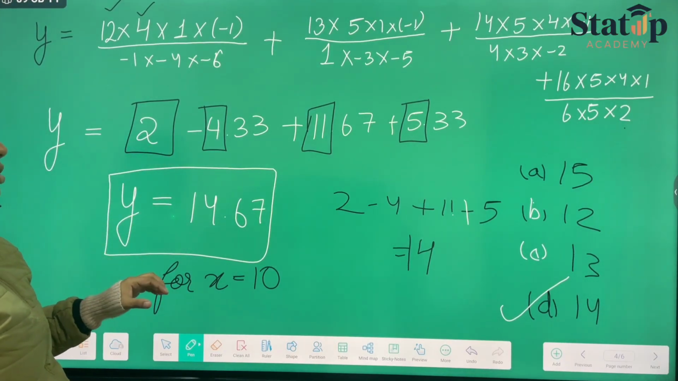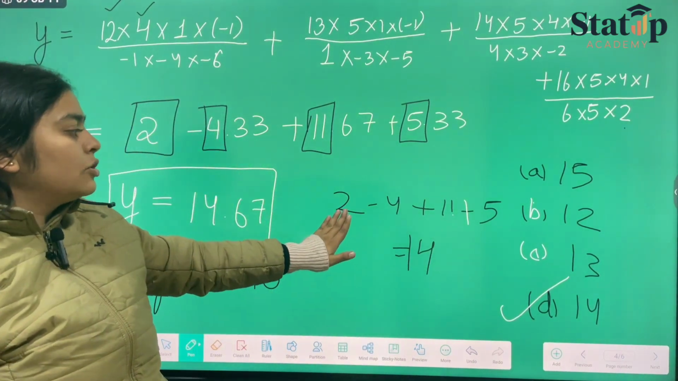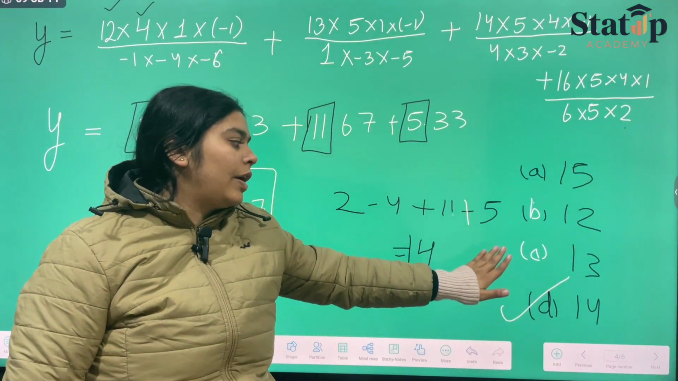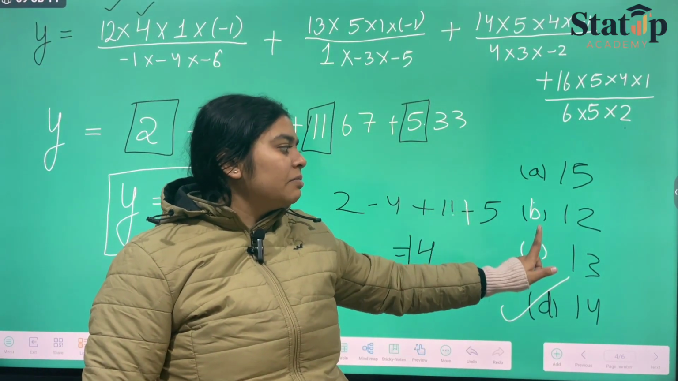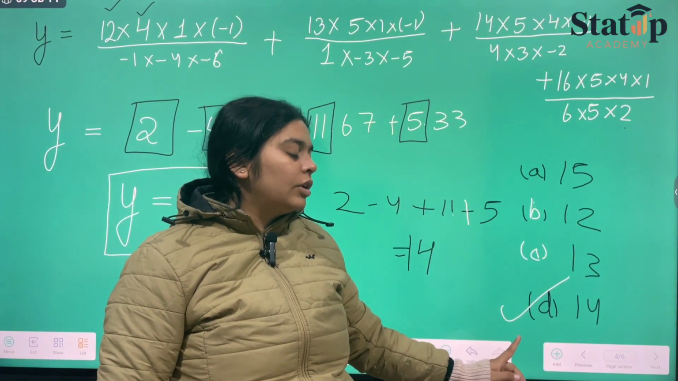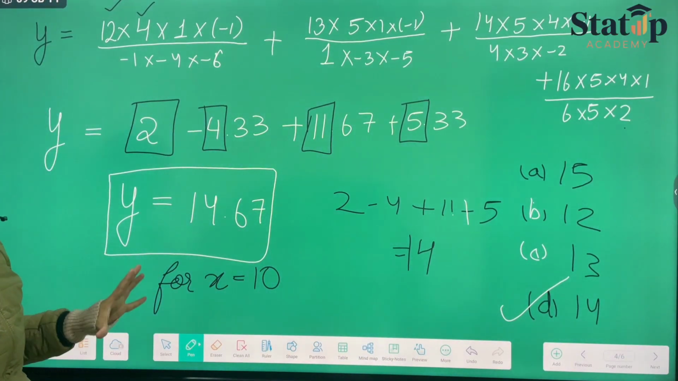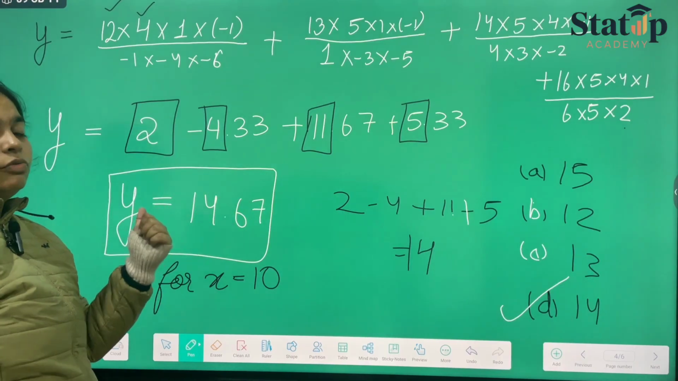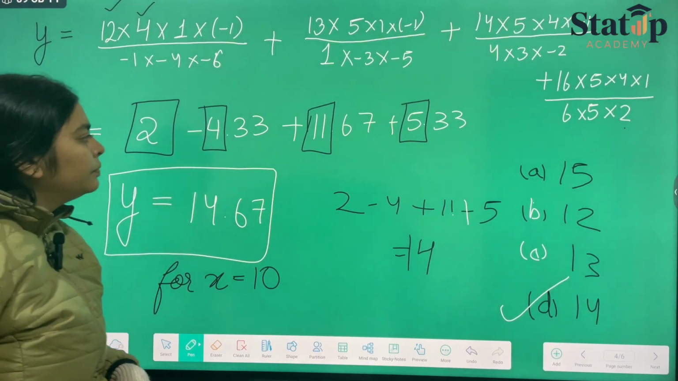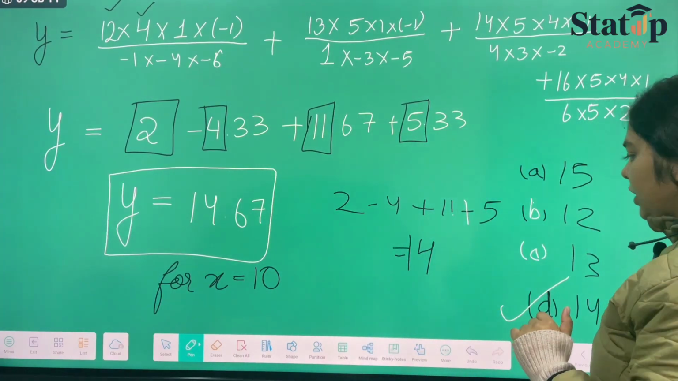They can just ask you what is the value of this. Suppose the answer is coming as 2 minus 4 plus 11 plus 5, and the answer is coming as 14. So your options will be A 15, B 12, C 13 and D 14, and you will mark 14 as your answer. And the answer will not be in points. If it is in points, then you will mark 15 as your answer for this question. Okay? Because rounding off 14.67, we'll be getting 15.